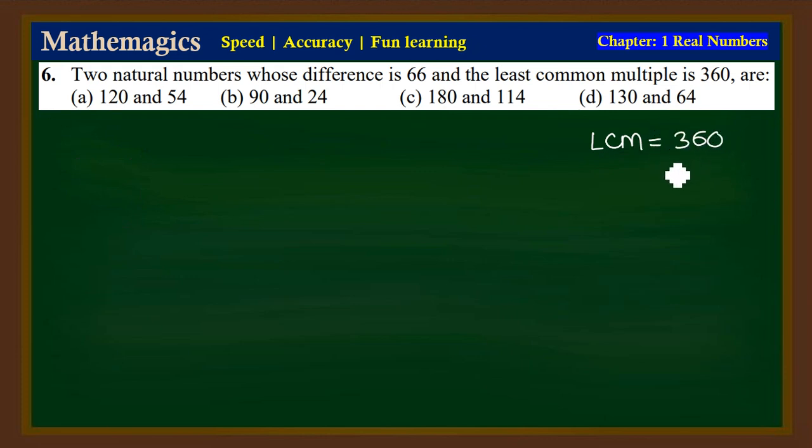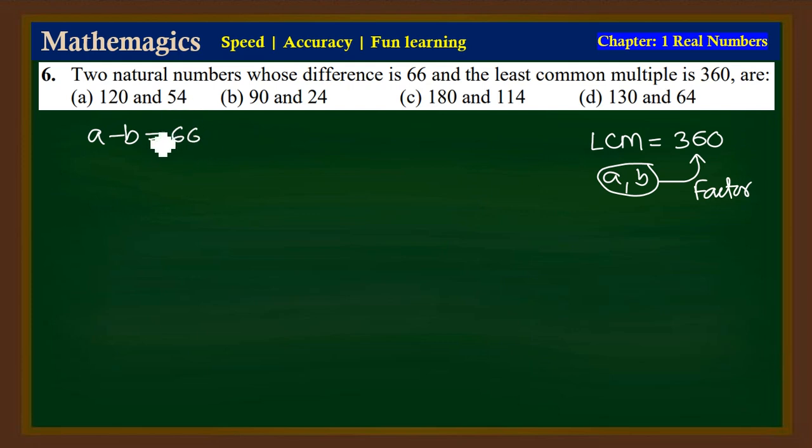360. The question is already given. As the LCM is equal to 360, it means both the numbers A and B are common factors, or we can say A and B both are factors of 360. And the question is saying that the two numbers have a difference of 66. It means A minus B is equal to 66.